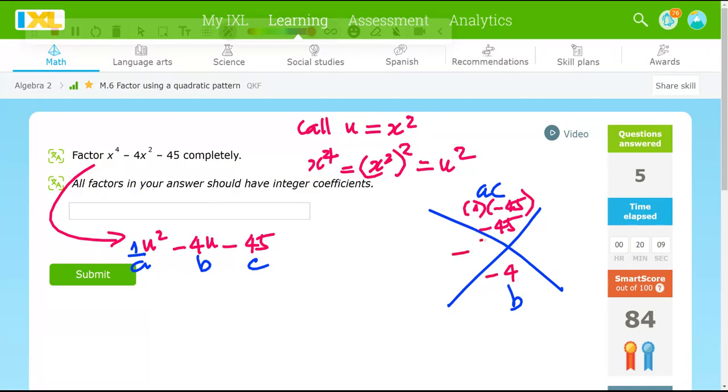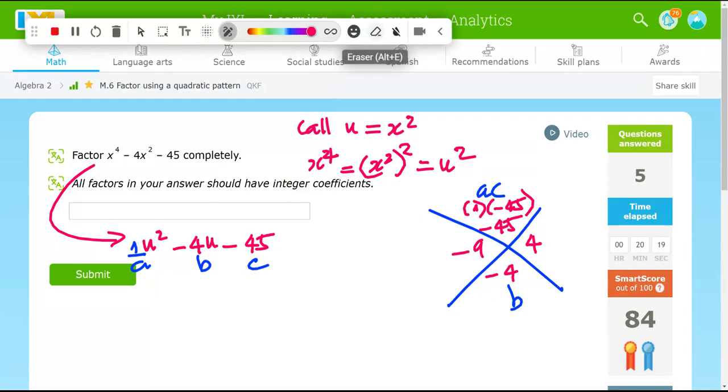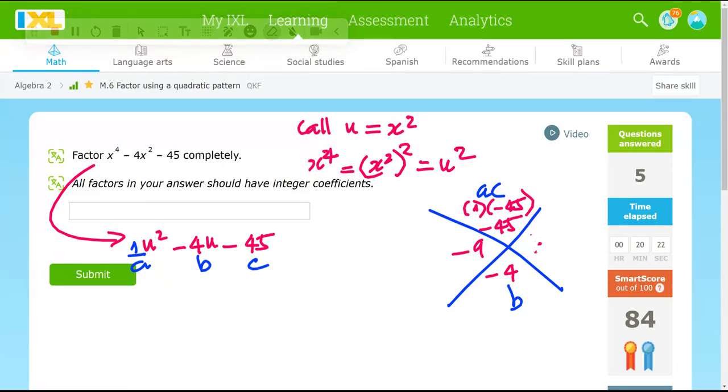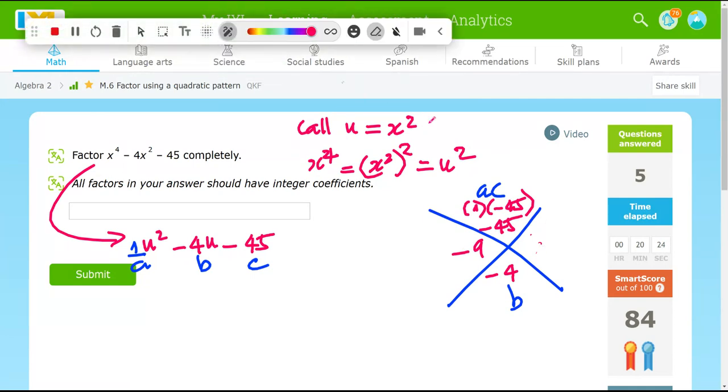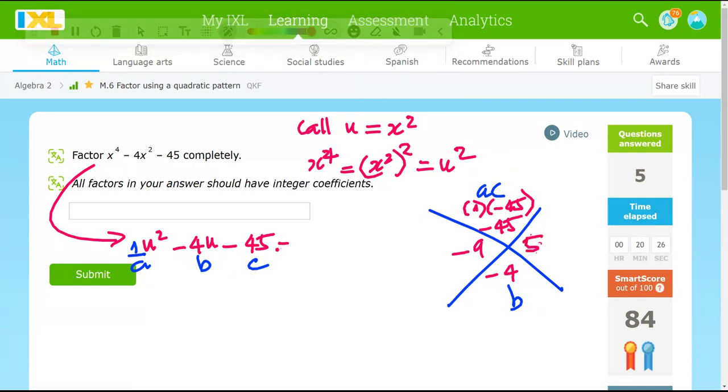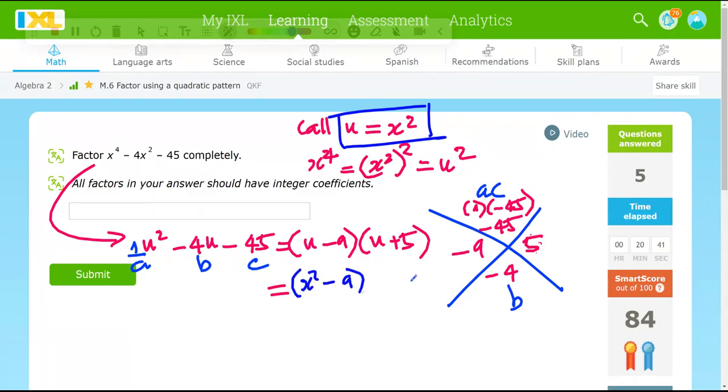It had to be negative 9 and then 4. Ooh, hold on. Negative 9 and then 5. Alright, let me clean this up. So from here, I can come down as u subtract 9, u plus 5. Now I substitute, when you see u, I can substitute x squared. So now I got x squared subtract 9, x squared plus 5.